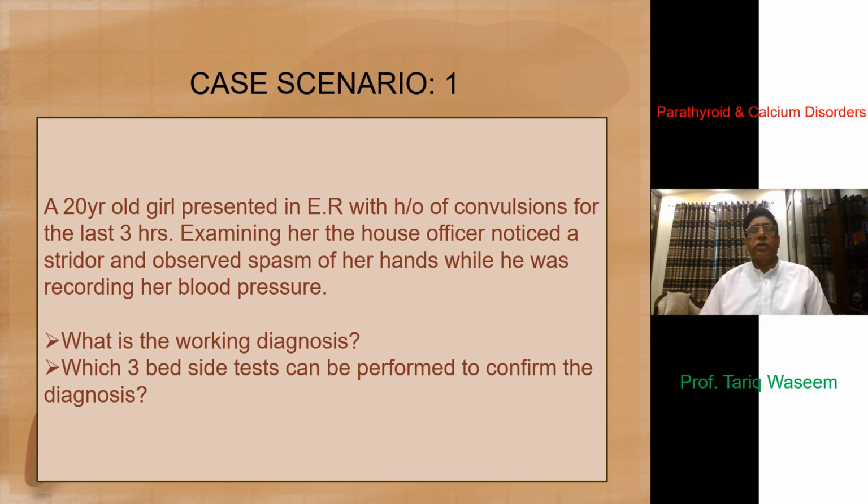So with just these 2 simple observations, the presentation of a young girl with fits along with the examination of her blood pressure leading on to the spasmodic contraction of the arms, he reached a diagnosis. And then he decided to make out what further test he has to perform. Can you help us in deciding what is the working diagnosis reached by this house officer, and what can be the 3 bedside signs you would like to perform to confirm this diagnosis?